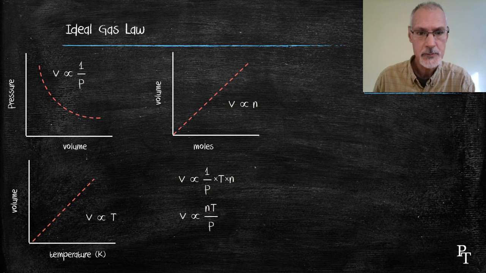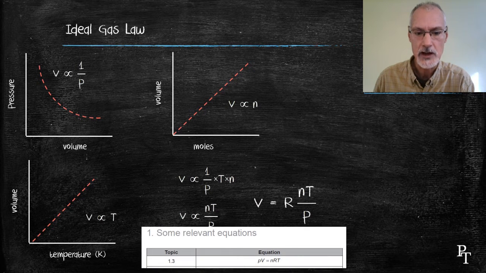If I wish to replace the proportionality sign, I can do that by replacing it with an equal sign and introducing a constant, so the volume now would equal RnT over P. This is often rewritten as PV equals nRT, and this is the equation that's available in your IB data booklet.